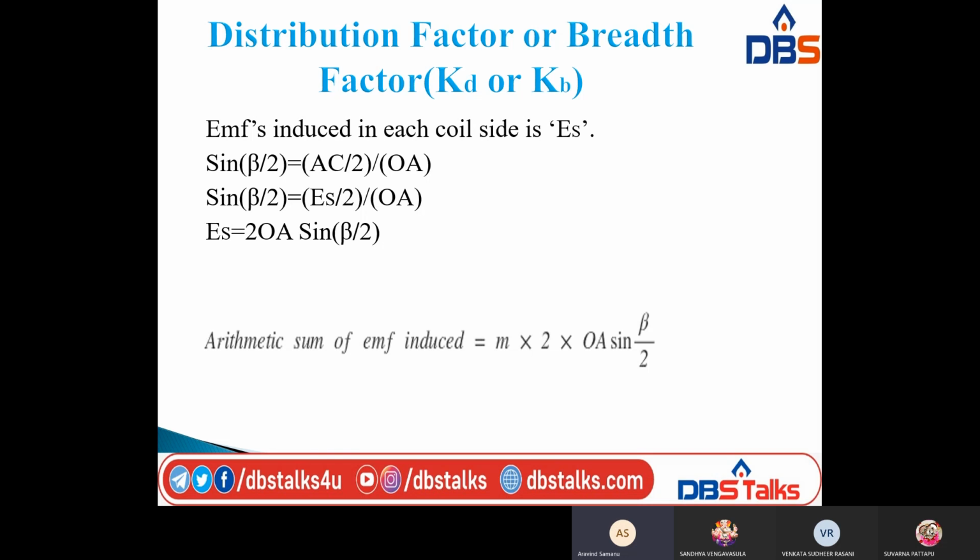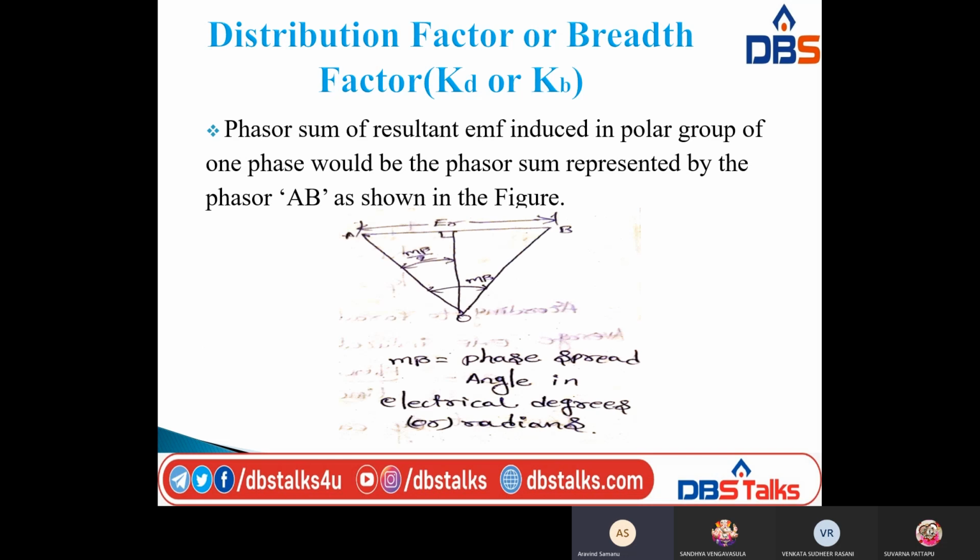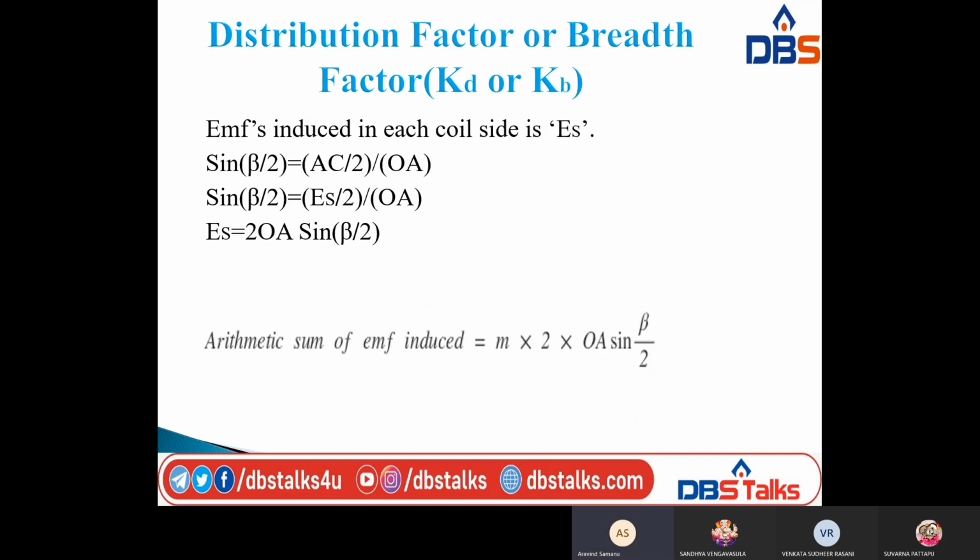Already the EMF induced in each coil side is ES, so I am substituting ES for AC, that is ES by 2 by OA. So from this, ES is equal to 2 into OA into sine beta by 2. Here the arithmetic sum of EMF induced is equal to M into 2 into OA into sine beta by 2. This is the arithmetic sum, and next we have the phasor sum.